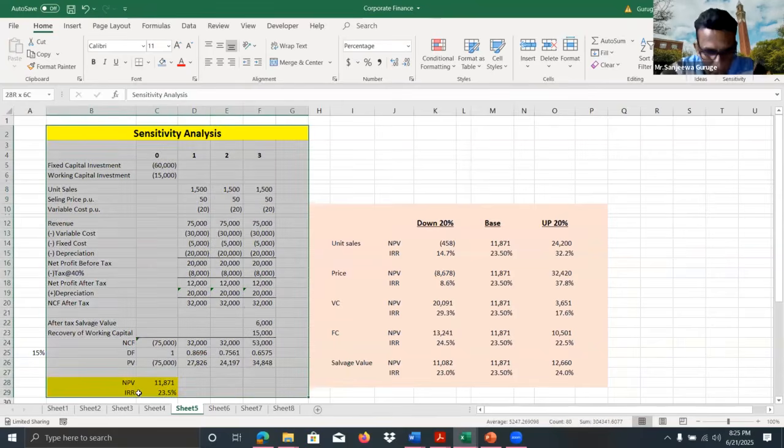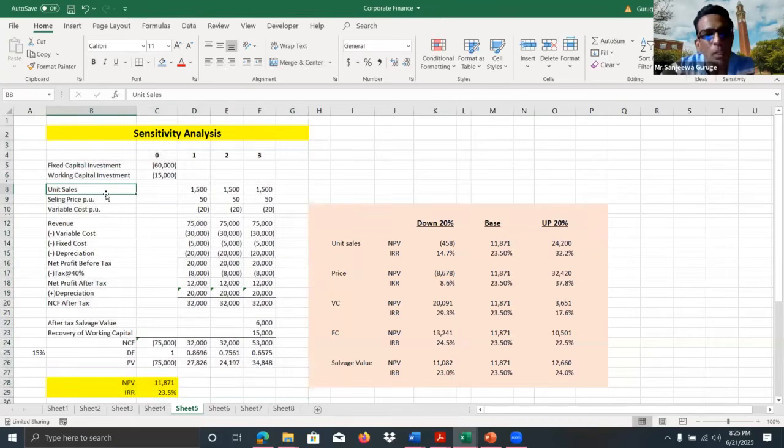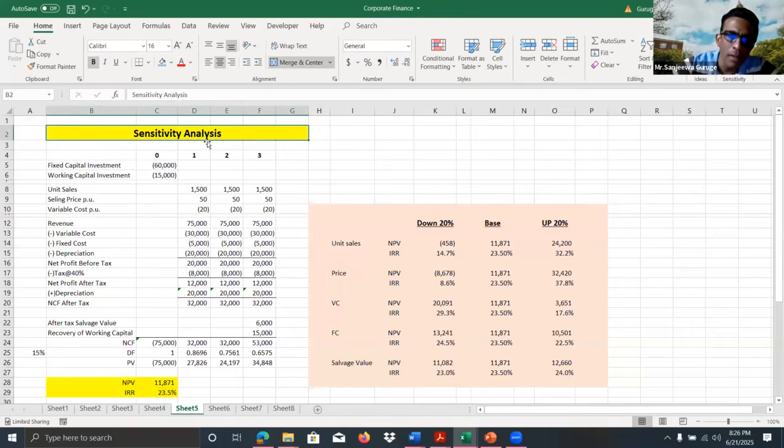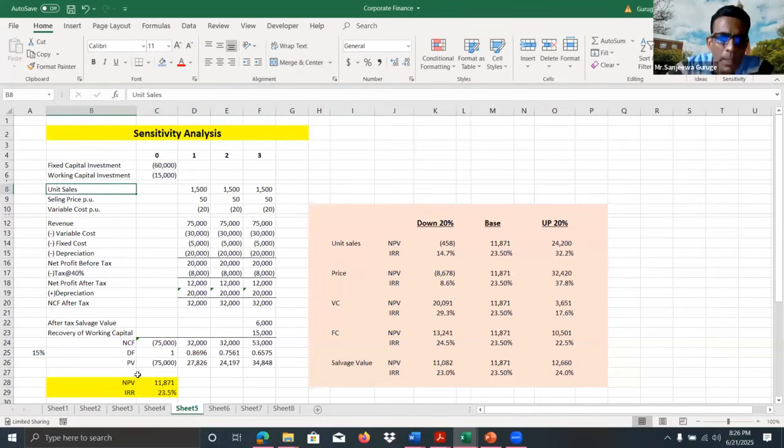Here, this is the NPV and IRR according to the basic calculation. Now, sensitivity analysis means, for this project there are several key variables: unit sales, price, variable cost, fixed cost, and salvage value. There are different key inputs that have been used to evaluate this project. Sensitivity analysis means we want to check, if the value of a particular variable changes, what will be the impact on the originally calculated value.